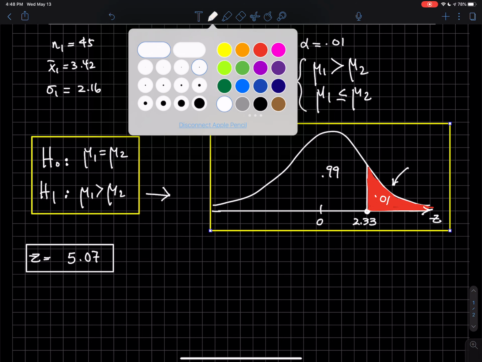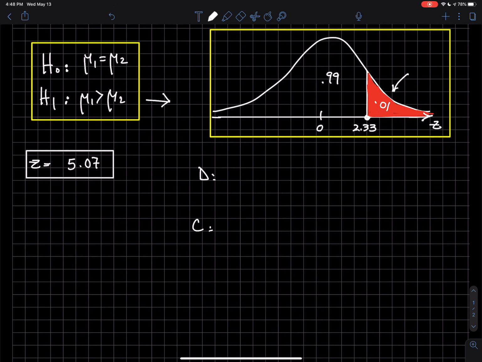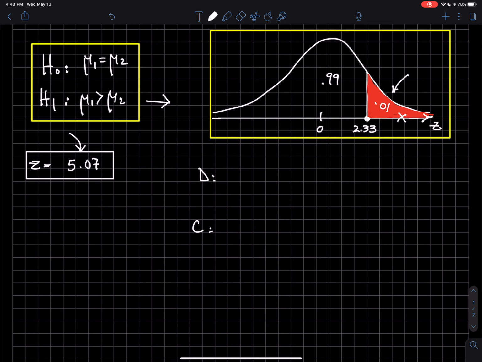Now my step 4, again, will be a decision and a conclusion. Now the decision has to do with where the test statistic falls. Test statistic is 5.07, and 5.07 is obviously in the rejection region here. So our decision is to reject the null hypothesis. And with two population testing, again, you go back to the flowchart I uploaded for you guys that made it very vivid and clear as to what you write.